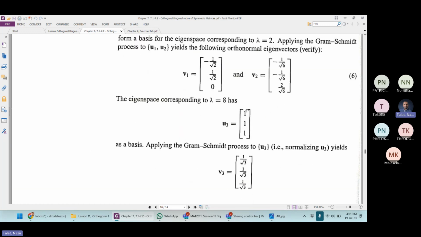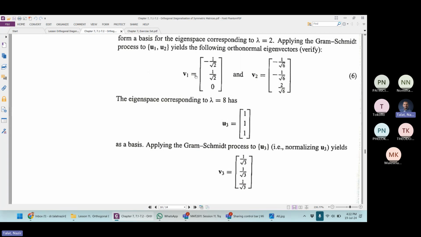We can use the Gram-Schmidt process, which tells us that if you multiply by 1 over the norm of u3, we will get this value. The norm of u3 is the square root of 1 squared plus 1 squared plus 1 squared, which is equal to the square root of 3. So v3 is equal to u3 divided by the norm of u3. So it will become 1 by square root 3, 1 by square root 3, and 1 by square root 3. So now v1, v2, v3 are orthonormal.